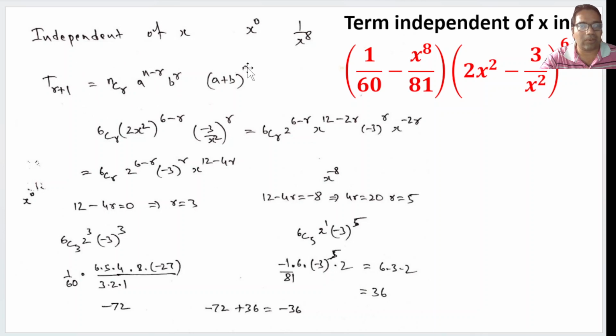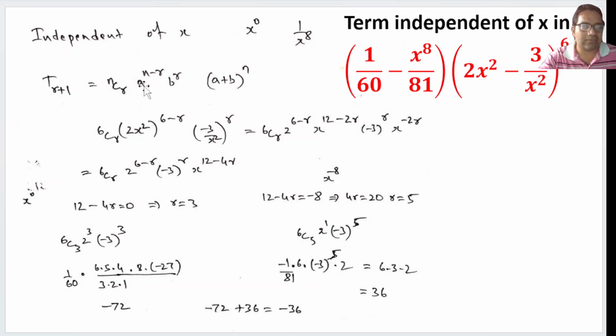In (a+b)^n, how many terms will be there? n+1 terms. The terms start from nC0, nC1, nC2, nC3 and end at nCn, so there will be n+1 terms. What is the (r+1)th term? Any random term, let's call it the (r+1)th term. It is nCr a^(n-r) times b^r.